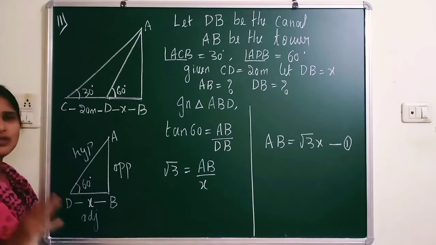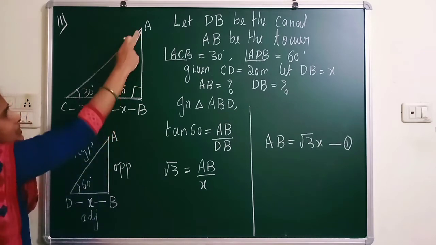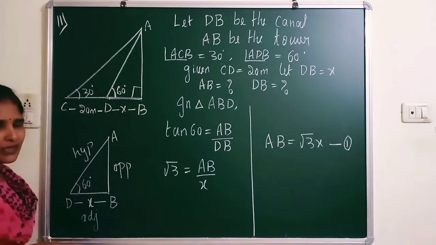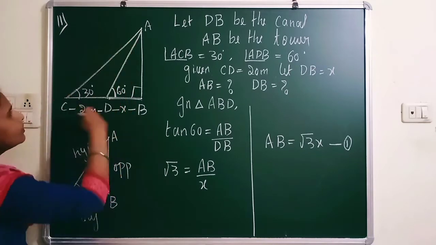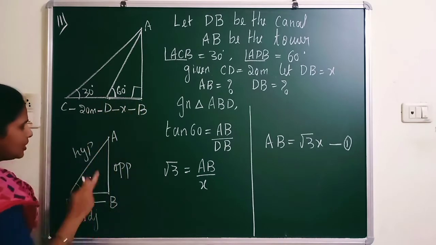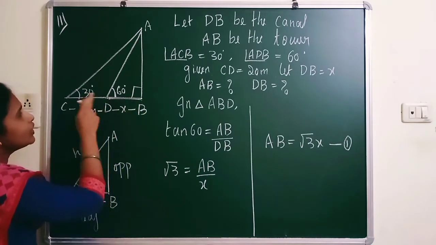So here also you can see the two right angle triangles. One is ADB and another is ACB. Now you can consider either the ADB or ACB. I am considering the smaller one, that is ADB.